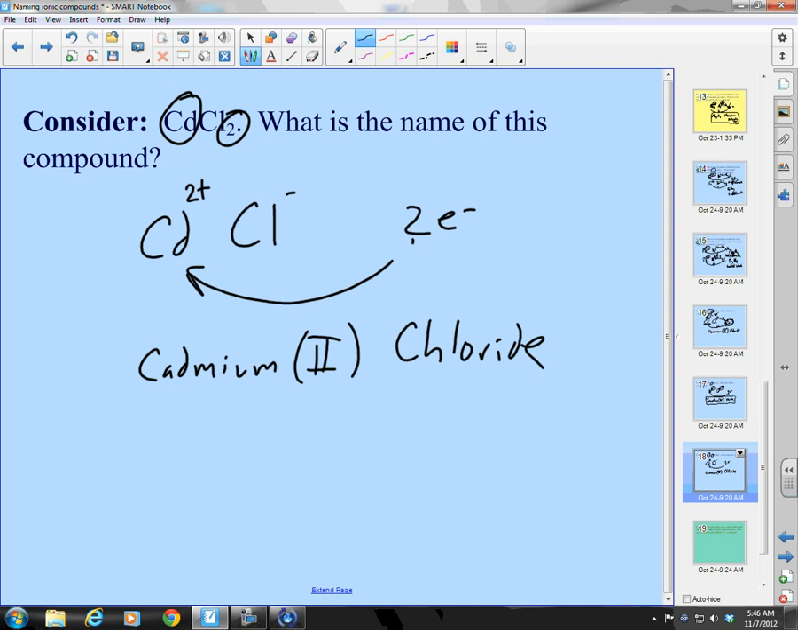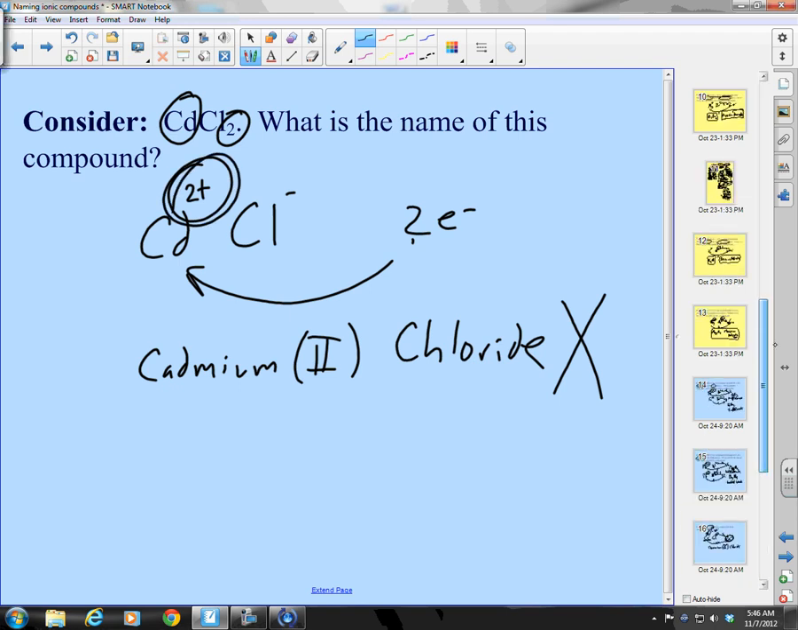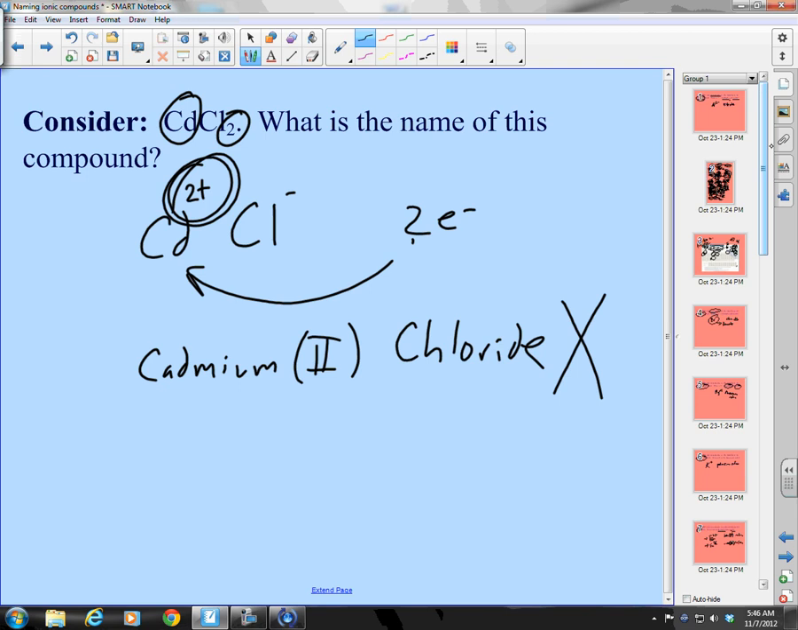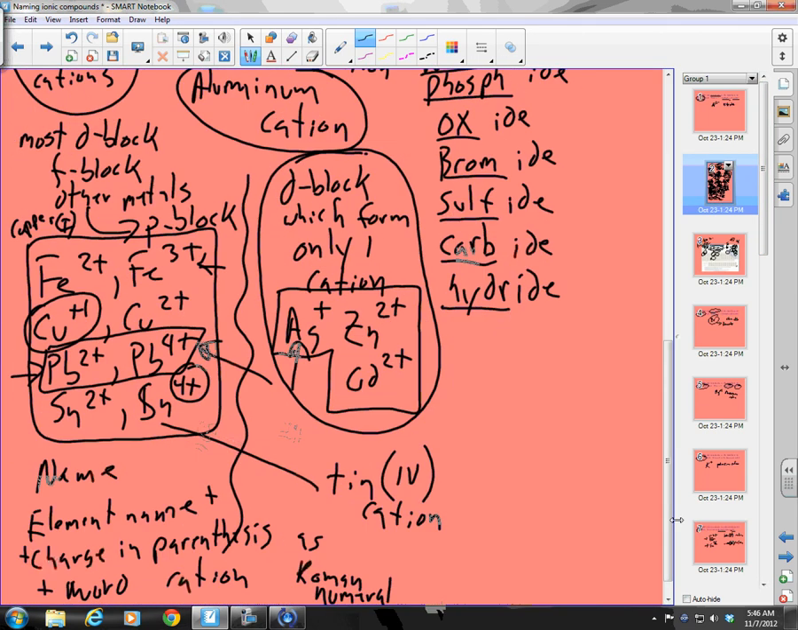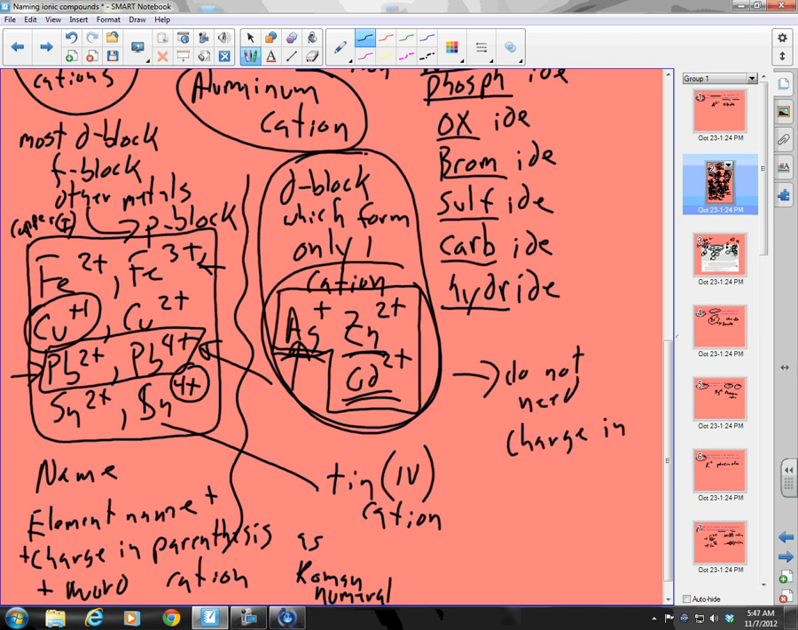Right? Wrong. Wrong? What do you mean, Mr. Smith? Clearly, it's cadmium 2. That is true, ladies and gentlemen. But do you recall the other day we said, what about cadmium? Cadmium, zinc, and silver always form only one cation, meaning they do not need a charge in parentheses.